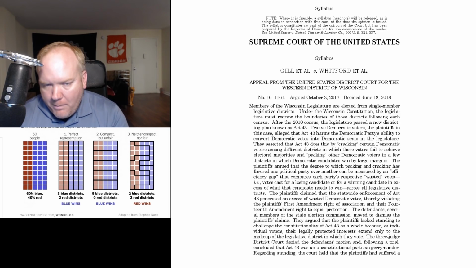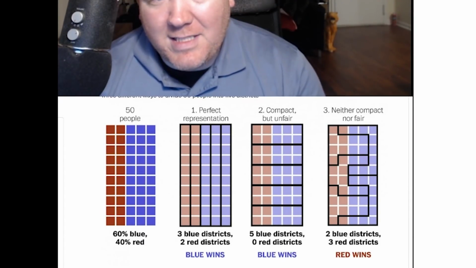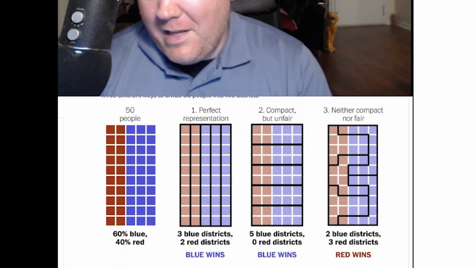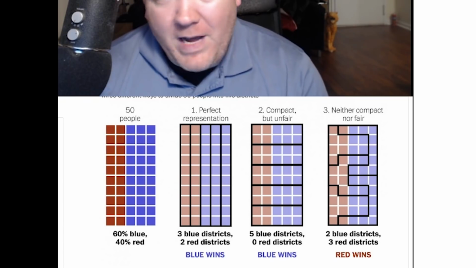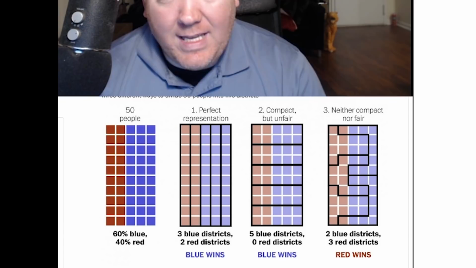Can you purposefully design the district so that it favors Democrats or favors Republicans? And on here I have a graphic that shows how this might be done and shows the varying results. So this is a hypothetical district that we have created. It has exactly 50 people in it. And in this hypothetical state of exactly 50 people, we want to create 5 districts. So each district has to have exactly 10 people in it.